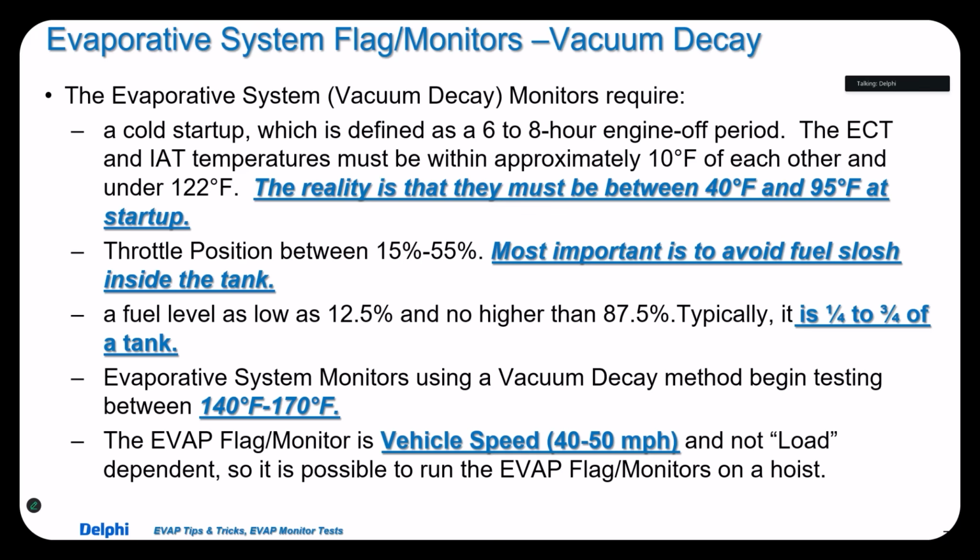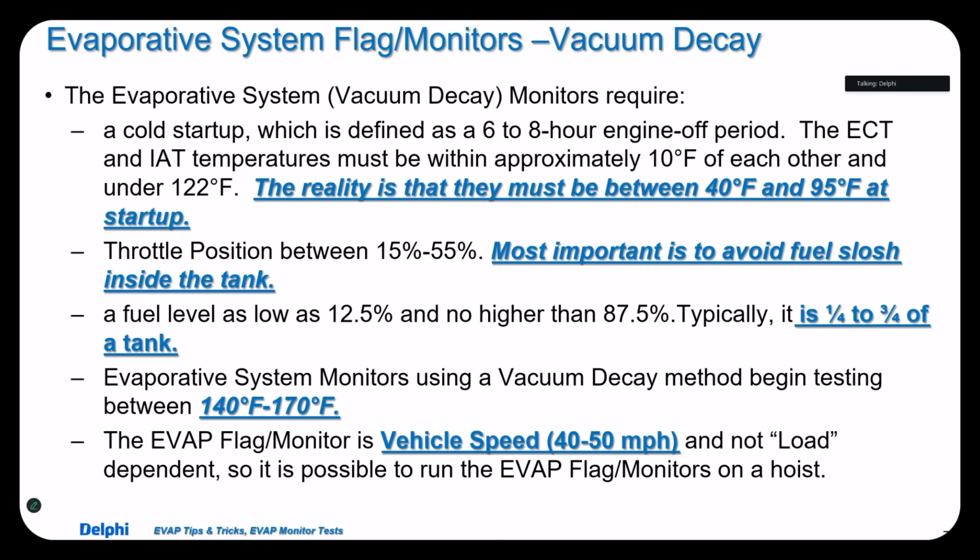So let's go through this. It says a cold startup, which is defined as a 6 to 8 hour engine off period. That time frame came from documentation from Ford, but typically what it's saying is in normal temperatures, for a vehicle to get down to the numbers that we're looking at here, IAT and ECT within approximately 10 degrees of each other, under 122 degrees, a normal environment, that takes 6 to 8 hours.